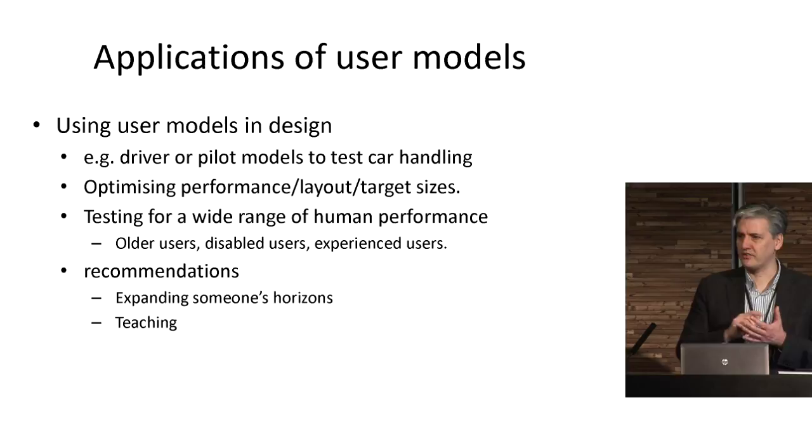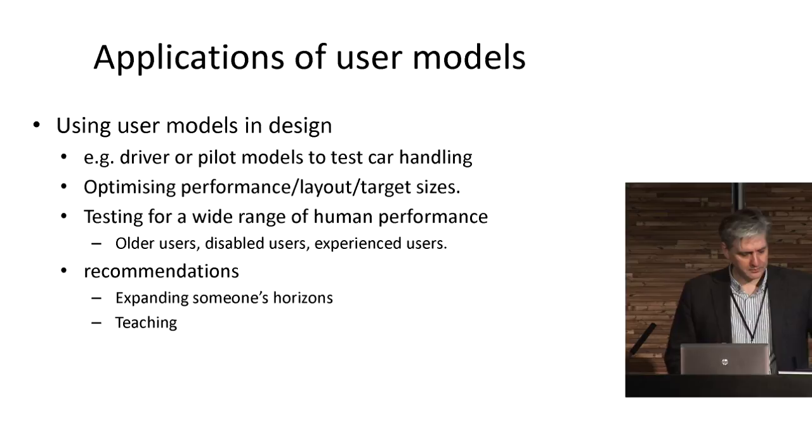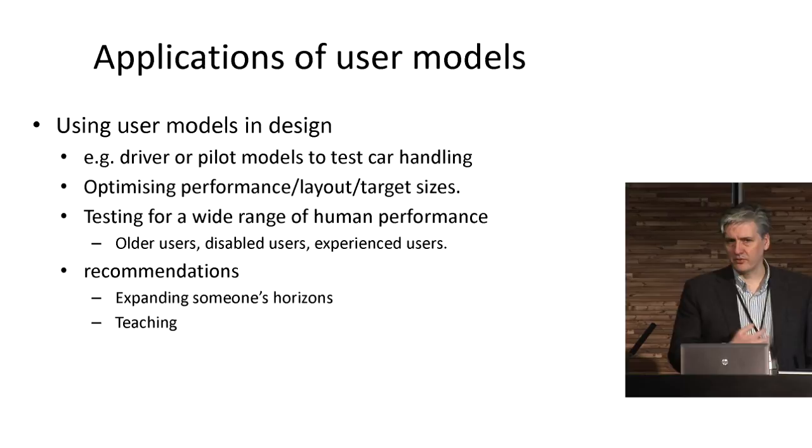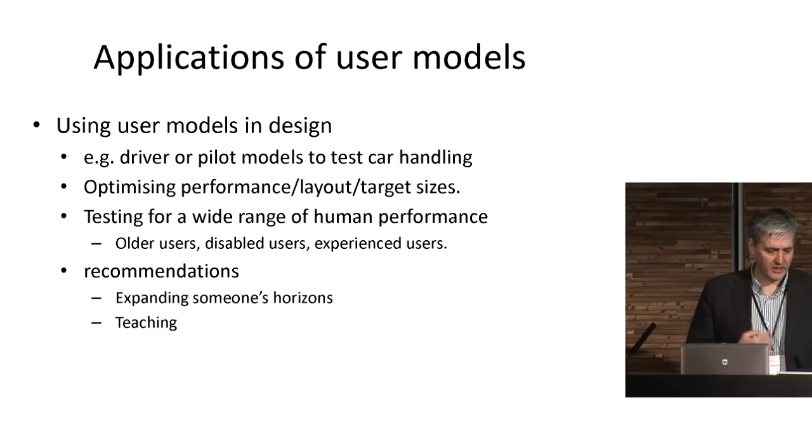If you're trying to design for somebody who's got a tremor, you need a different model for that. So having user models allows you to be more formal in the way you specify the users you're aiming for and to test designs with them. If you've got a model of what somebody likes, what they tend to do, then you can also recommend more interesting things to them. You can give them, people like you also like this, and expand their horizons, help them learn. So user models are a first stage in that process.